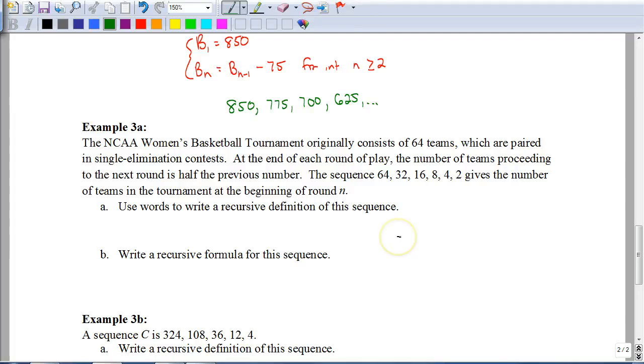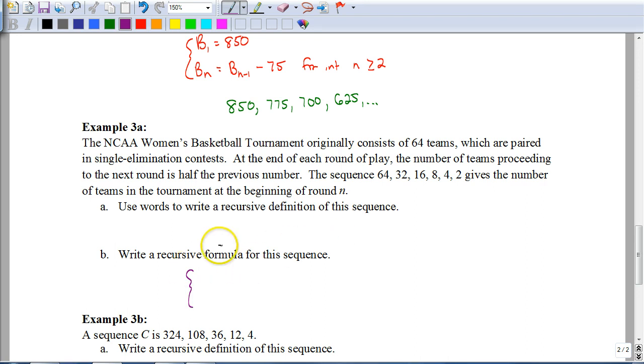Okay, so it says use words to write a recursive definition of this sequence. We're going to skip to part B. Well, let's use part A. Part A just says to write this in words. We could say the first term is 64, and each of the following terms is found by multiplying by 1/2 or dividing the previous term by 2, either way. But we're going to describe this using a recursive formula. That's what you need to know mostly for the quiz and for a test.